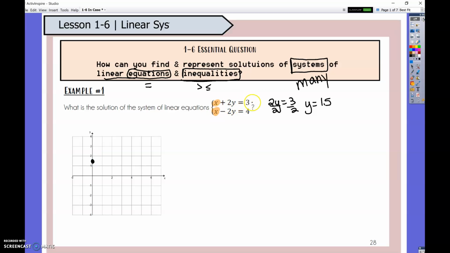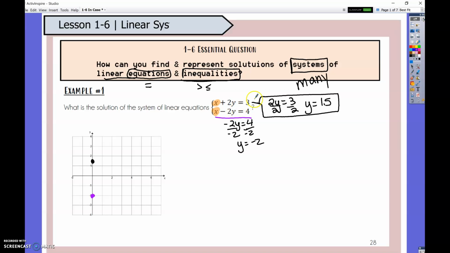Now, this was all the top one. In this bottom one, if my x was 0, I'd have negative 2y equals 4. If I divide by negative 2, I would get y equals negative 2. That would be my y-intercept. Now I'm going to change colors here for this graph. So y is negative 2 for this intercept. I'll continue on this bottom one here.